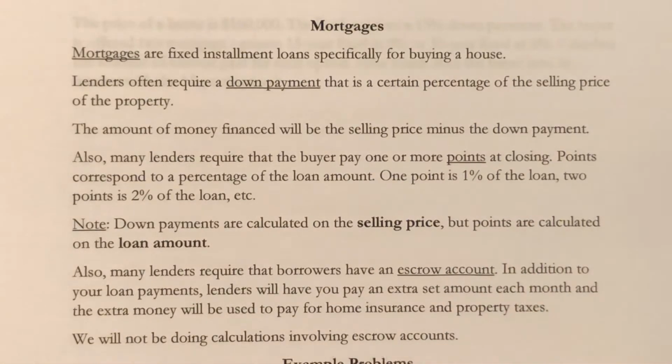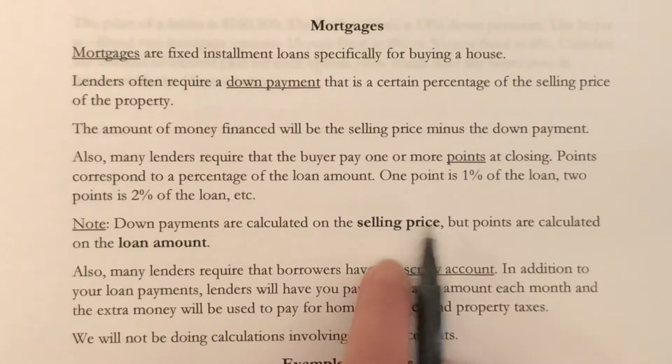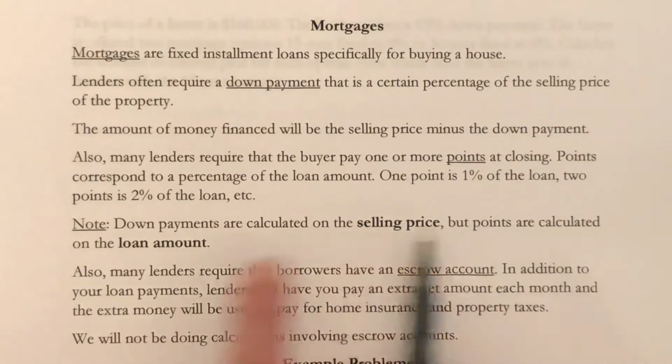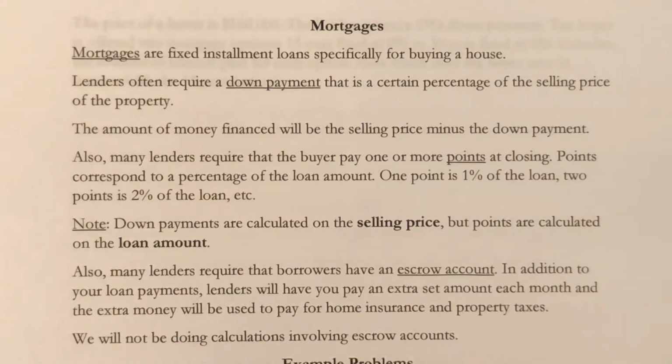Points correspond to a certain percentage of the loan amount. 1 point is 1% of the loan, 2 points is 2% of the loan, and so on. Now, the percentage for the down payment is based on the selling price, but the points are calculated on the loan amount. So we're taking percentages of 2 different values here, and that's going to be important.